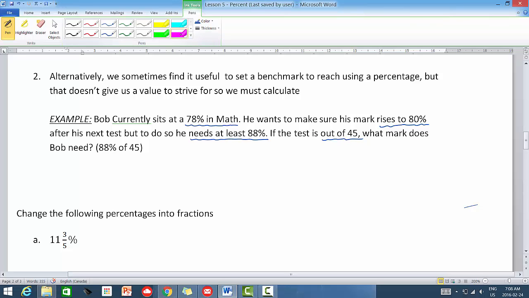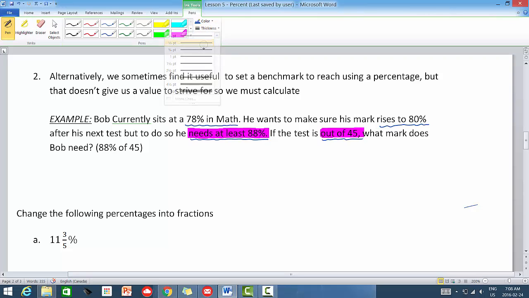So there's a little bit of information here that's not really necessary for us. The 78% in math isn't important to us right now. He wants to make sure his mark rises to 80%. That's important, but not in terms of what we're going to calculate. What we can find useful is that he needs at least 88%, and it's out of 45. So he needs 88% of 45.